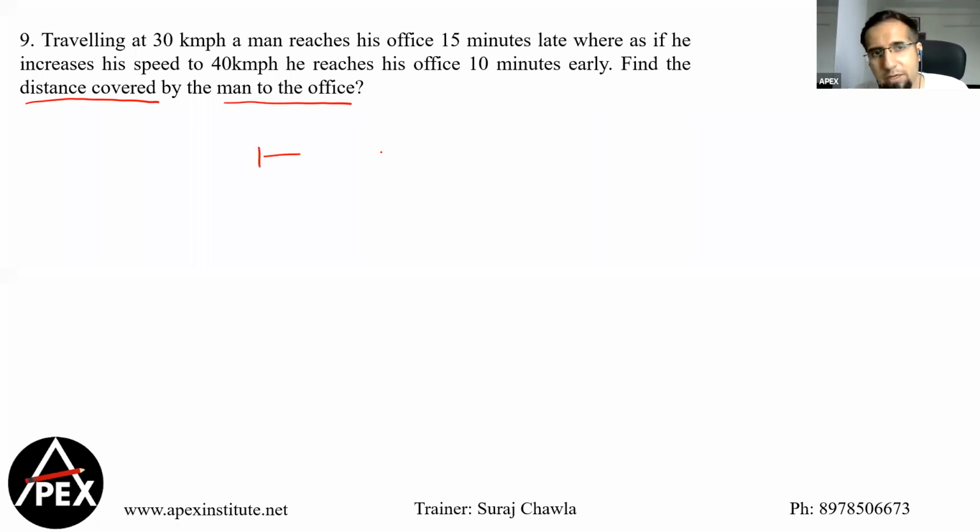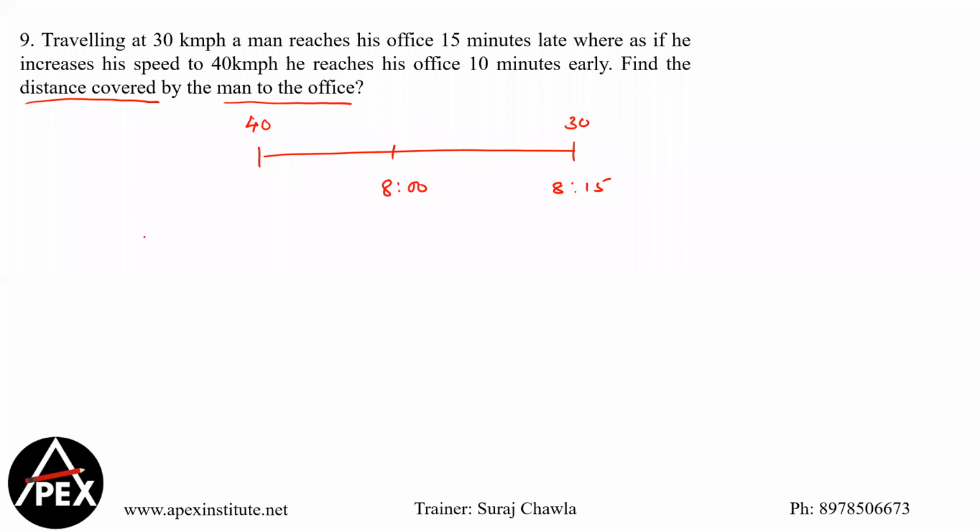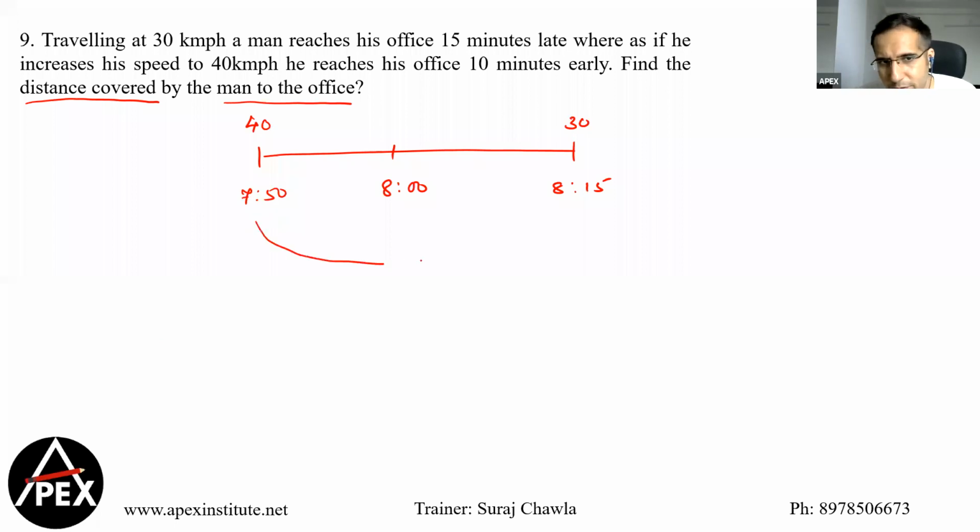Suppose your usual time to reach your college is 8 o'clock. If you're traveling at 30 kilometers an hour, can I say you're reaching your college at 8:15? As per the question, if you're traveling at 40 kilometers an hour, you're reaching your college at 7:50. Tell me what is the time difference between both the speeds? Can I say it is 25 minutes? 10 minutes here, 15 minutes here. So 25 minutes is the time difference between both the speeds.